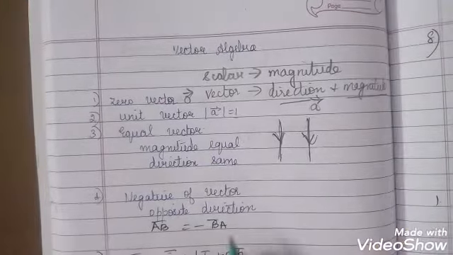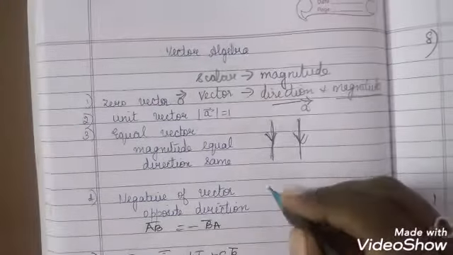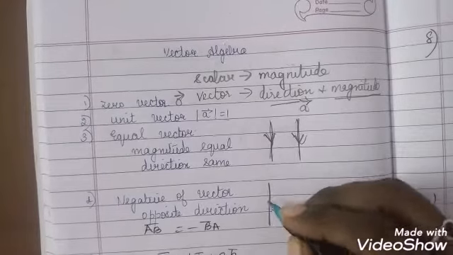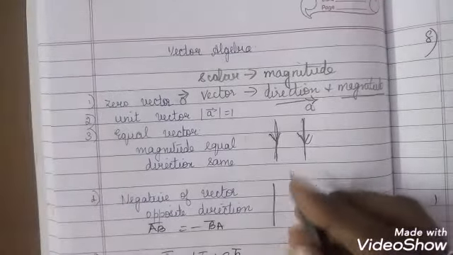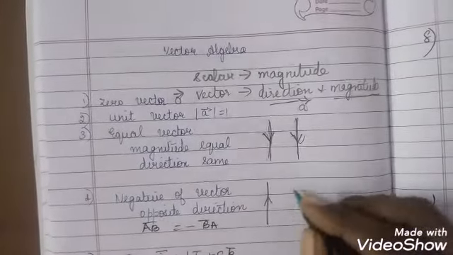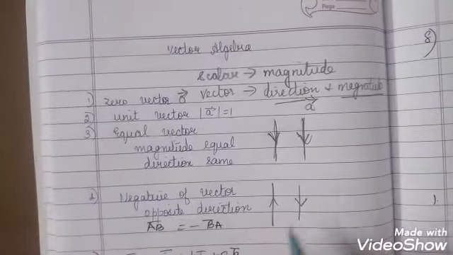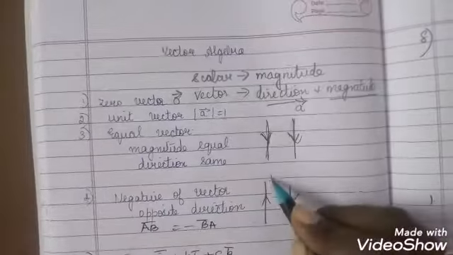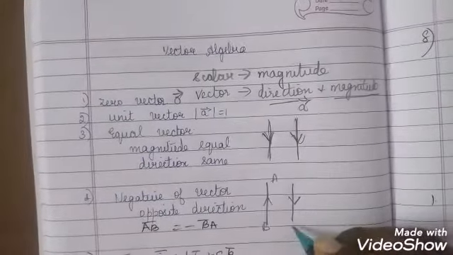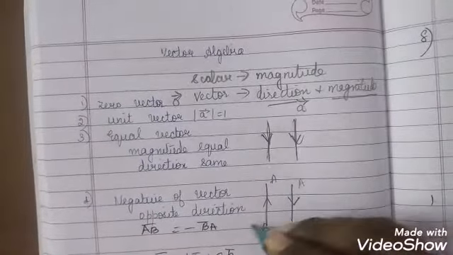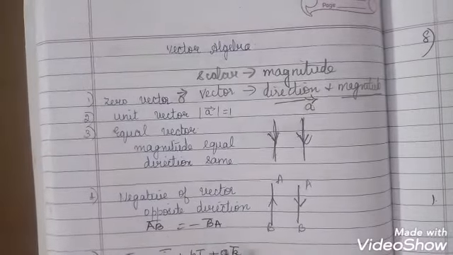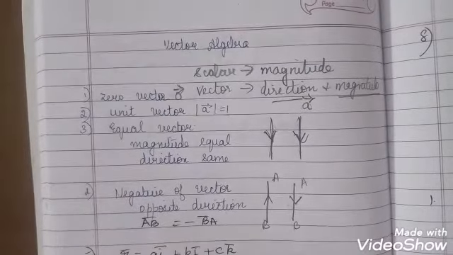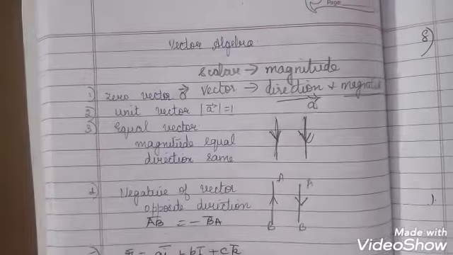The next one is negative of a vector. Negative of a vector is nothing but one in the opposite direction, with the magnitude equal. For example, if I have it like this and one in the opposite direction, that we call negative of a vector. In other words, we say that AB vector is equal to minus BA vector, if it is in the opposite direction. Got it? Now the next one is the position vector.